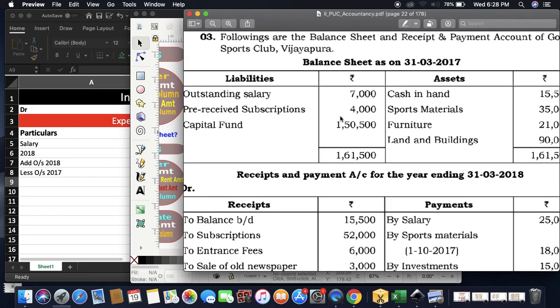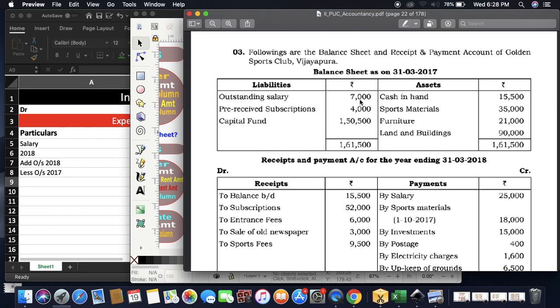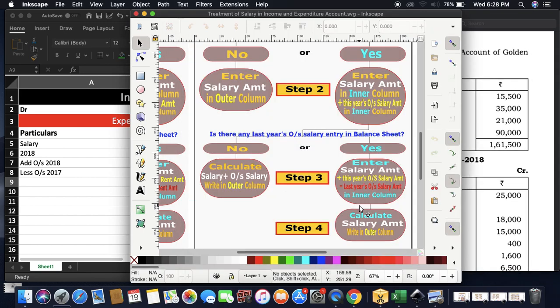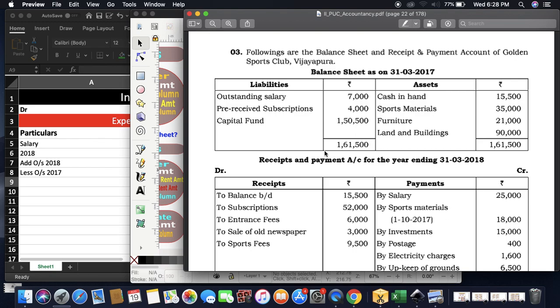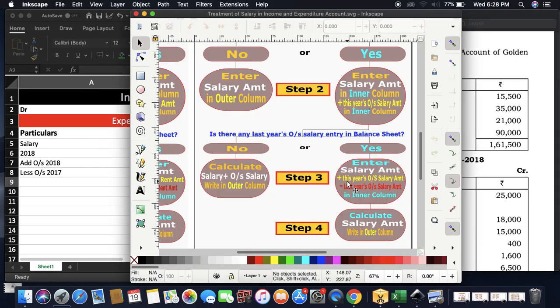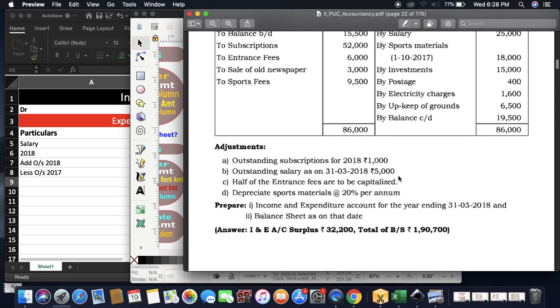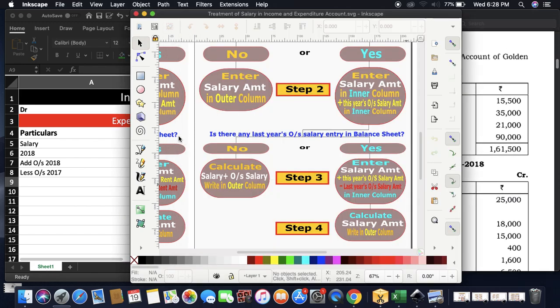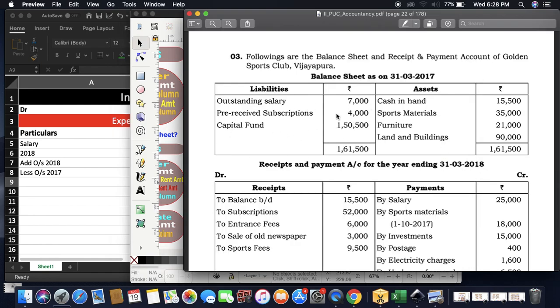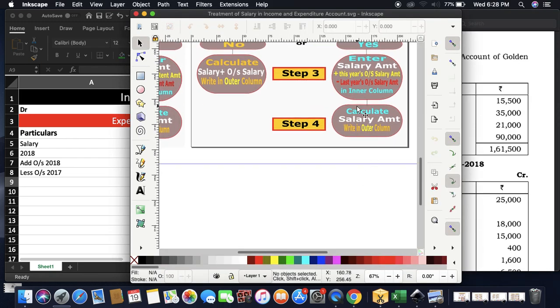Outstanding salary 7,000. Okay, that you need to minus it. This is salary amount from the payments, from here. Then this is plus outstanding salary amount from the adjustments, which is from here. And then the third entry is minus last year's outstanding salary, that is from the previous year's balance sheet.